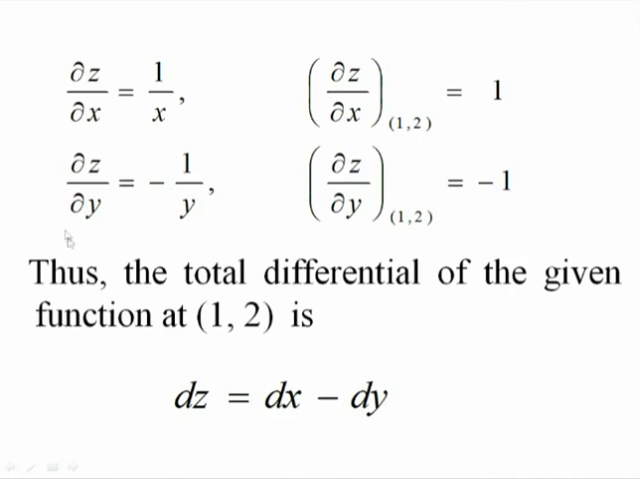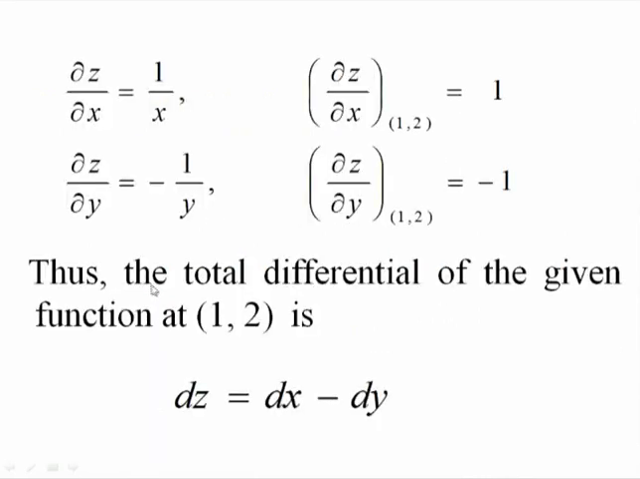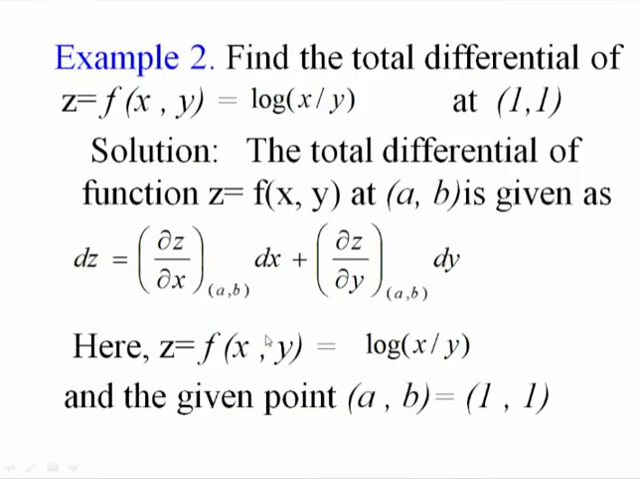Thus if we substitute the value of del z by del x, which is 1 at the point 1, 1, and del z by del y at the point 1, 1, which is minus 1, we get dz is equal to dx minus dy. So this is the total differential for the function z is equal to log x by y.